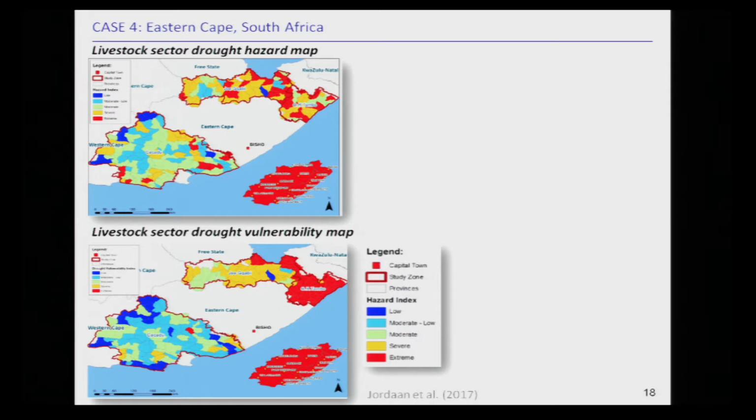Having done this, the second step was to compute a livestock sector drought vulnerability map, which was done based on more than 30 different vulnerability indicators, and the resulting map is quite different from the hazard map. What we can immediately see is that most of OR Tambo district was characterized as an extremely vulnerable area towards droughts, while the less vulnerable area was Kakadu district.